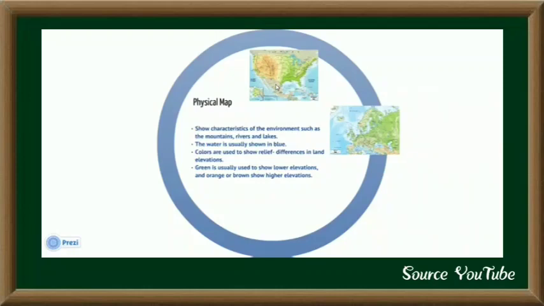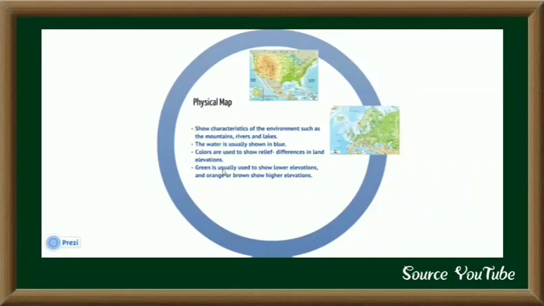What's special about a physical map is they use colors to show relief, and relief is just differences in land heights or land elevations. So I'll zoom in on these maps in just a second, but if you take a peek at this map right here of North America, you can see that it's got some land over here that's kind of greenish, it's got some land that's maybe a lighter shade of green, and then right in here it's got some brown and some darker brown or maybe an orangish color. And that shows the differences in the height.